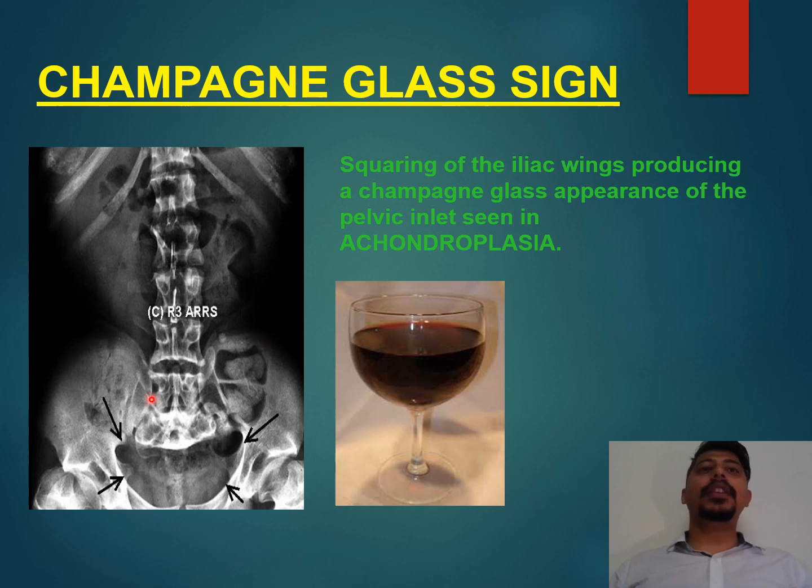Champagne glass sign, that is the squaring of the iliac wings producing a champagne glass appearance of the pelvic inlet, and it is the characteristic feature of achondroplasia. So this is the champagne glass and this is the squaring of the pelvic inlet.